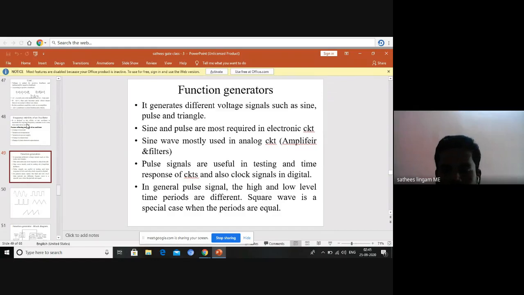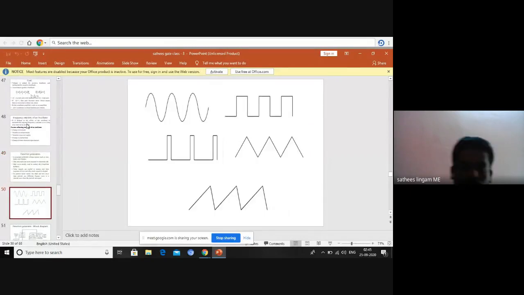In the general pulse signal, the high and low level time periods are different. A square wave is a special case when the periods are equal. These are the different voltage signals or functions we are using. The first one is the sine wave, the second one is the square wave, and the third one is the pulse waveform. Then you can ask me, what is the difference between the square wave and the pulse waveform?